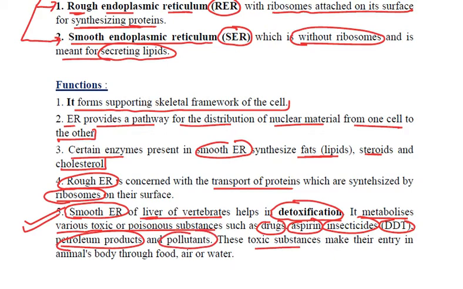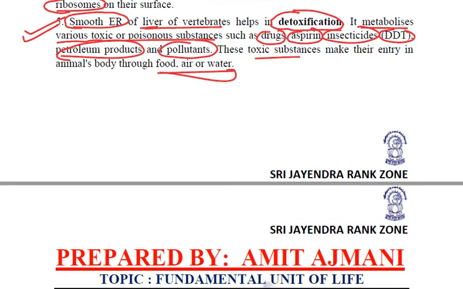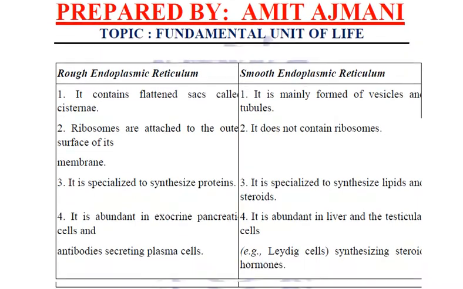These toxic substances which enter in the body of the animals through food, air or water are detoxified by SER. So this SER is present in liver. It helps in the detoxification of poisonous toxic substances. Very important function of SER. Clear? So these are all about RER and SER.